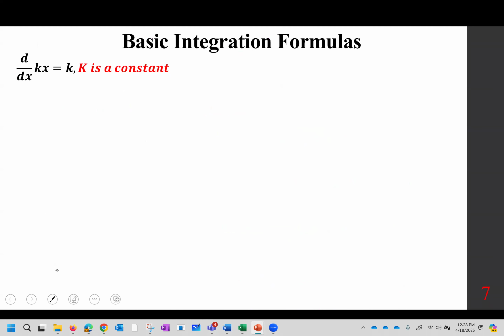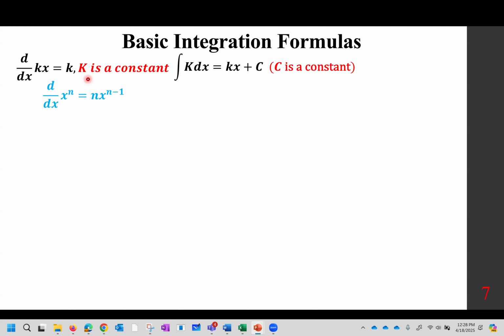Now I'm going to discuss basic integration formulas. The derivative of kx is k. So if that is the case, it means the integral of k dx must be kx plus c.